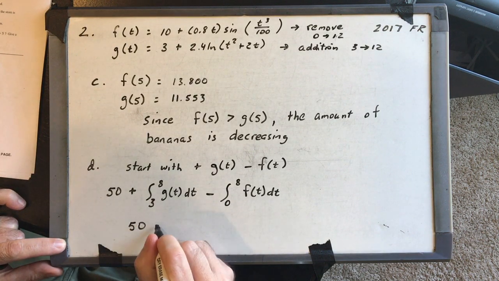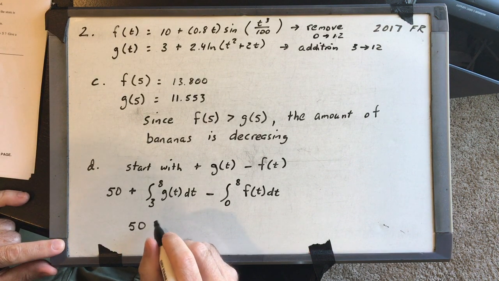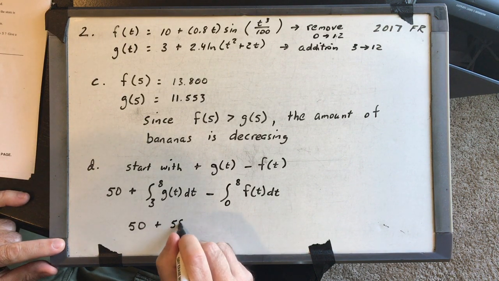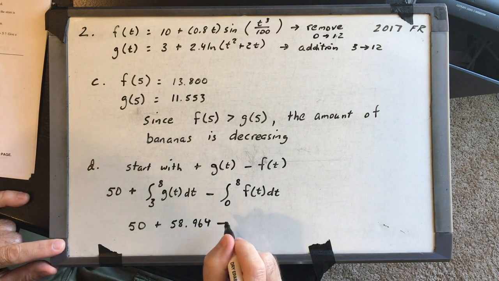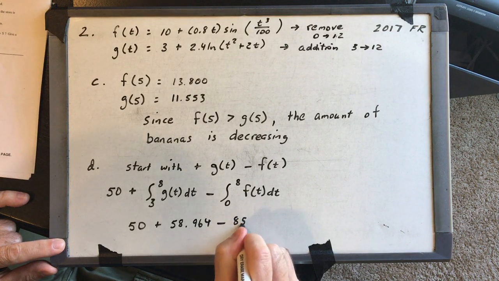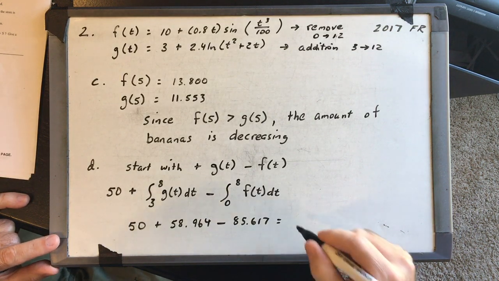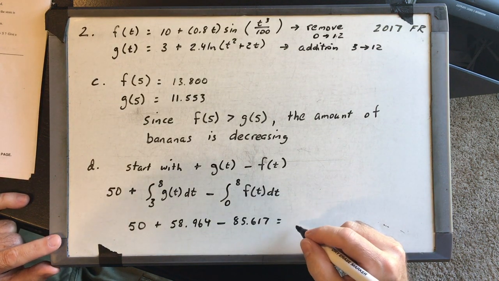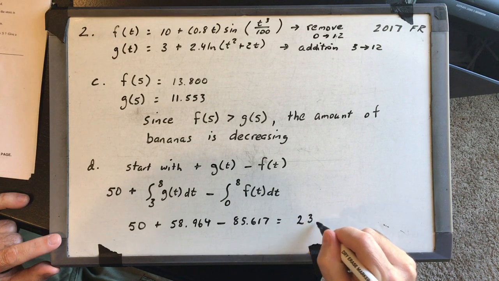Of course, you've got the 50. G of t, 3 to 8, is going to be 58.964. So give that a try. And then F of t, 0 to 8, is 85.617. So it's good they started out with 50 pounds, or they would not have had any bananas on the table. The answer is 23.347 pounds.